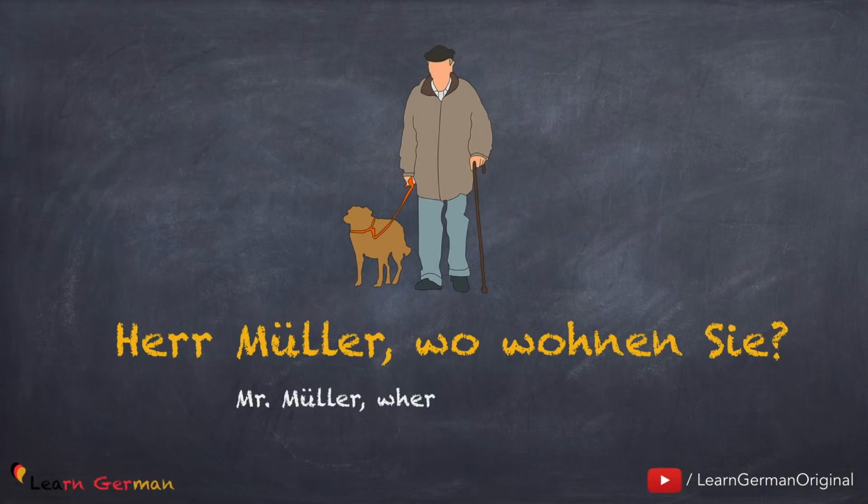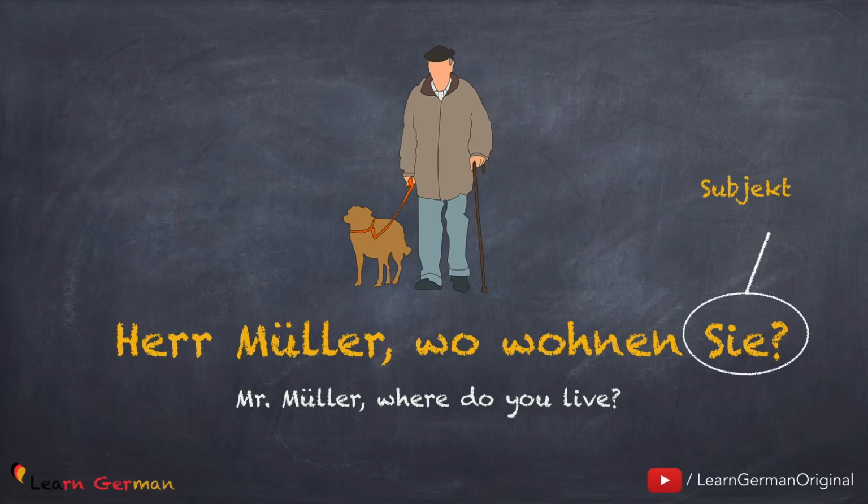Now let's look at the first example for Sie in nominative. Herr Müller, wo wohnen Sie? Since this is a formal situation and we are talking directly to Mr. Müller, you use the pronoun Sie with a capital S. Sie here is the nominative Subjekt.